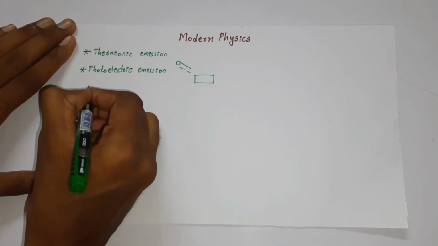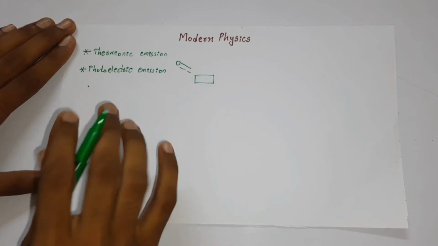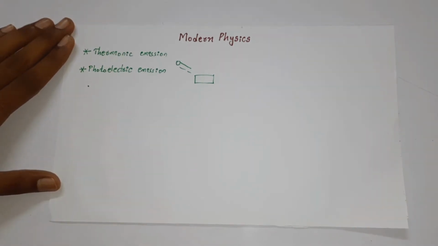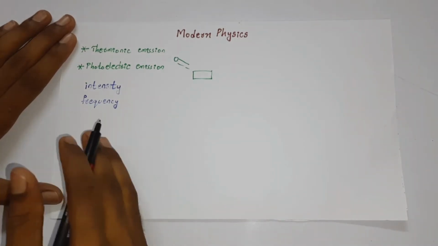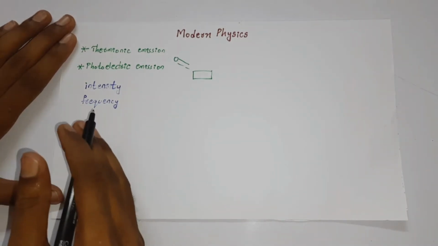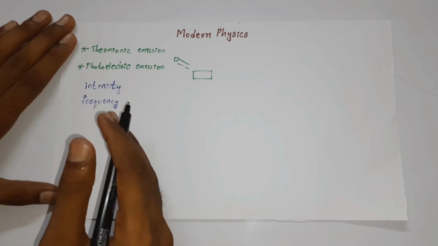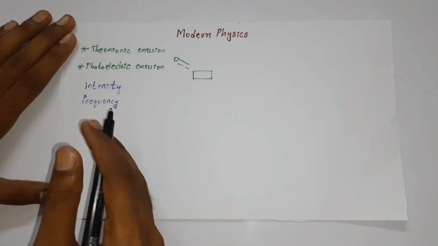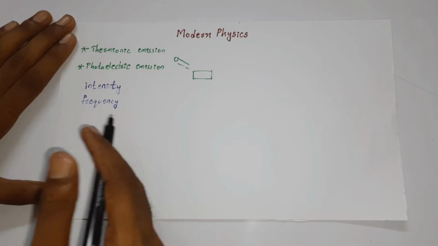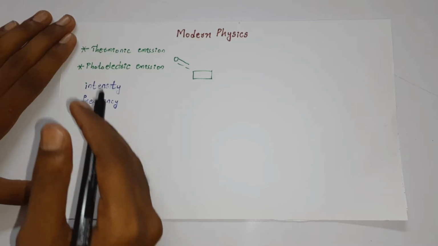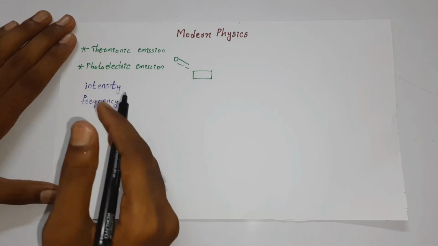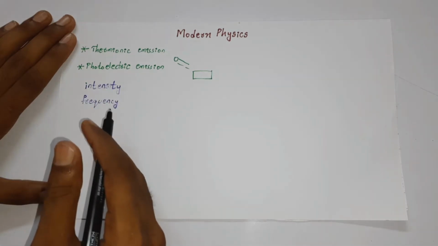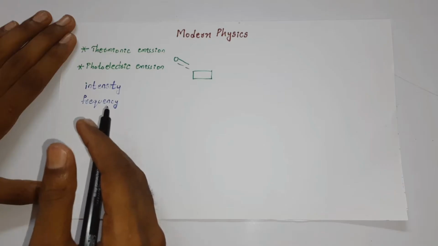So the photoelectric emission basically depends upon two major factors, the frequency of light and the intensity of light. The intensity of light means the number of photons in a beam of light. The intensity of light affects the number of electrons, whereas the frequency of light affects the kinetic energy of the emitted electrons.